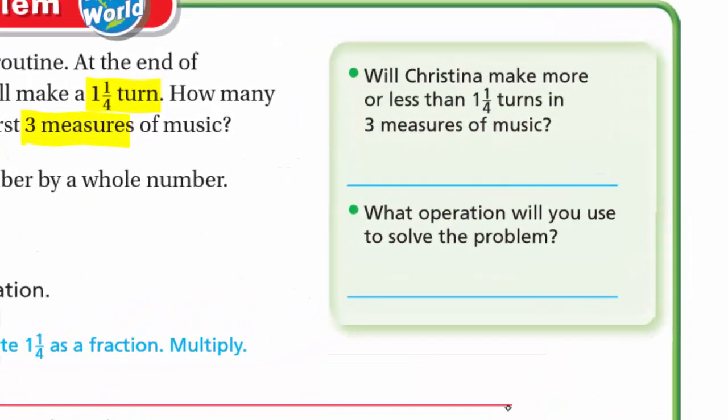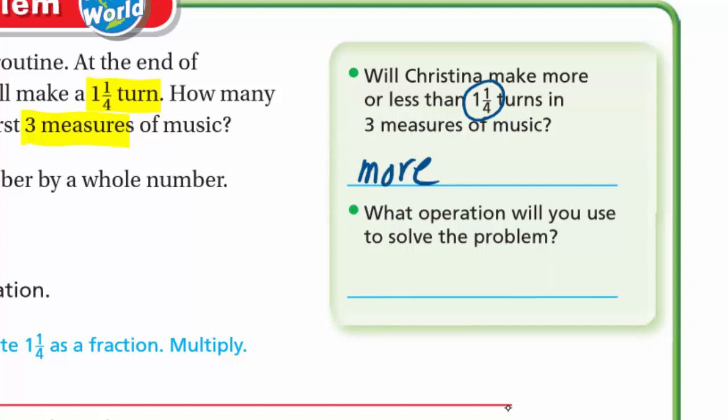Here he says, will Christina make more or less 1 1/4 turns in three measures of music? So after each measure, she will make 1 1/4 turn. So after the first 1 1/4 turn, after the second 1 1/4 turn, after the third 1 1/4 turn. So it's clear she will do the 1 1/4 three times. So she will make more than 1 1/4.